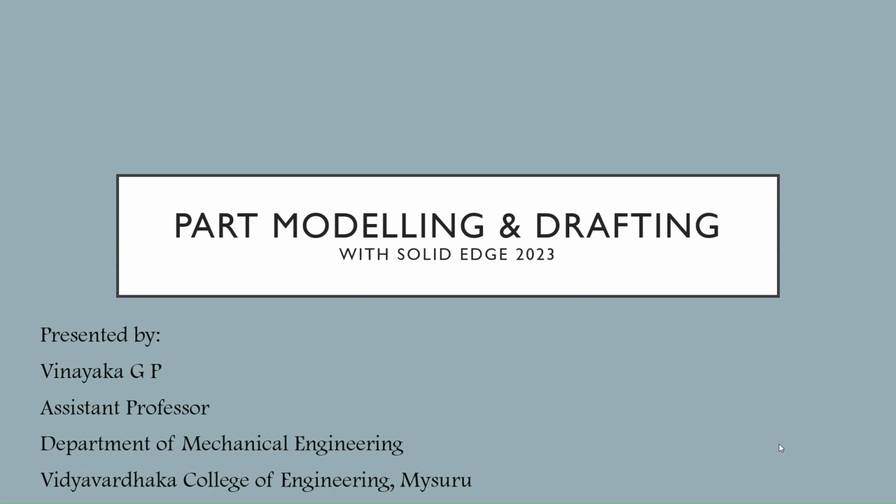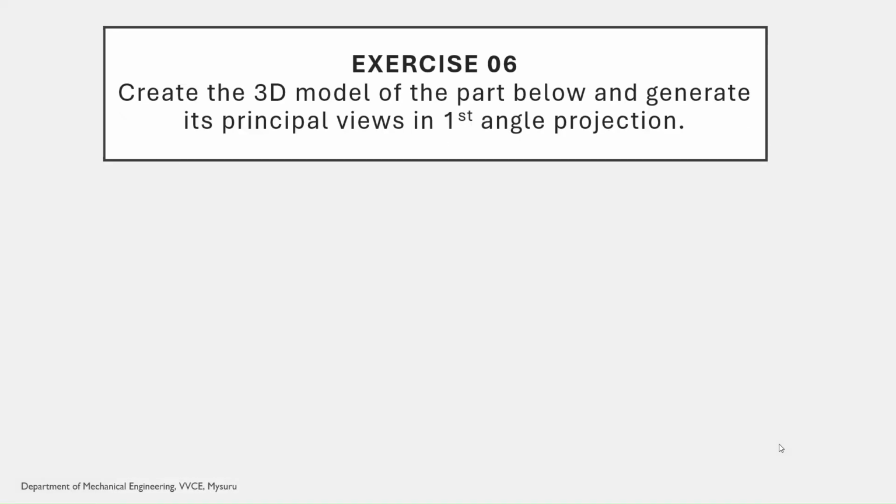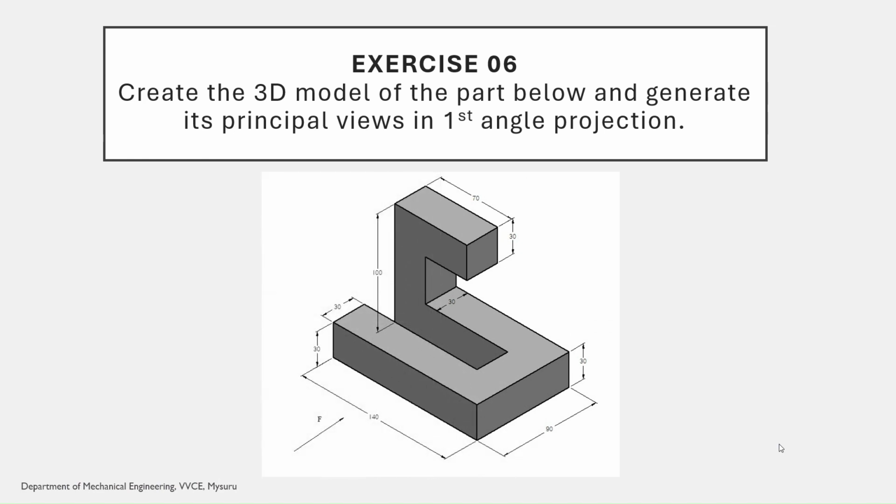In this video, we shall see how to create a part model and prepare a draft for the same using the Solid Edge 2023 version. So we are supposed to create the 3D model of the part which is shown below and also generate its principal views in the first angle projection. So this is the part diagram we have got.